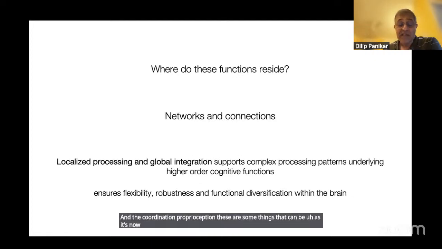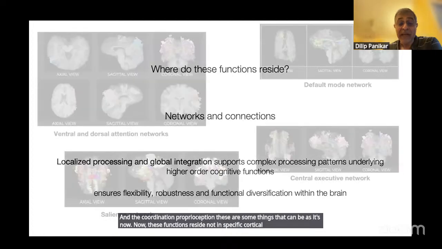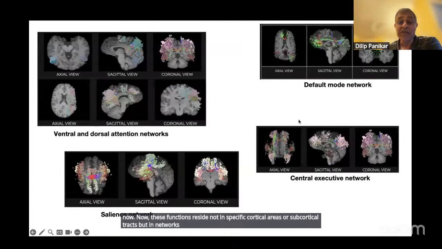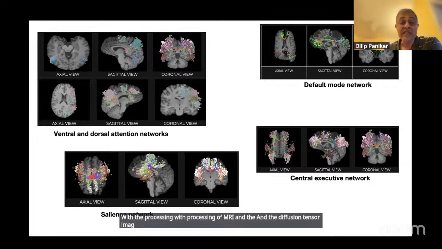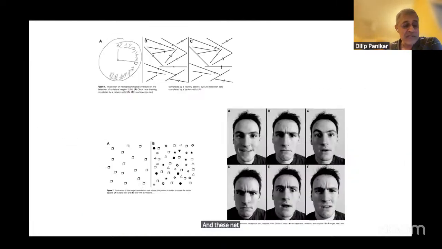Now, these functions reside not in specific cortical areas or subcortical tracts, but in networks within the brain. As you can see here, there are a whole lot of networks which can now be identified with processing of MRI and diffusion tensor imaging sequences. And these networks can be identified and mapped through the surgery.